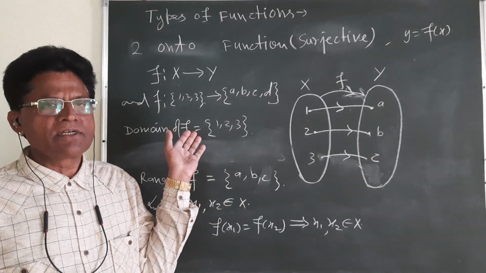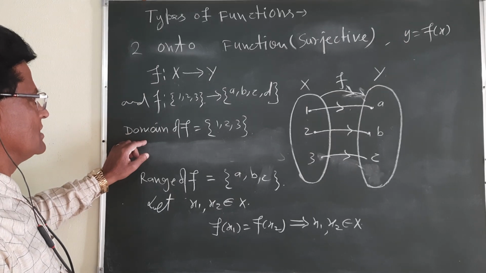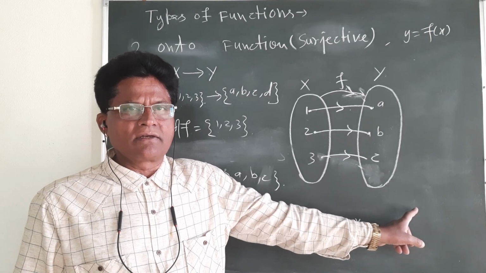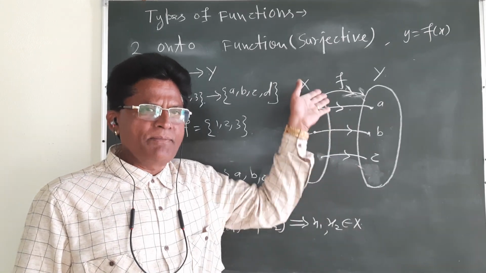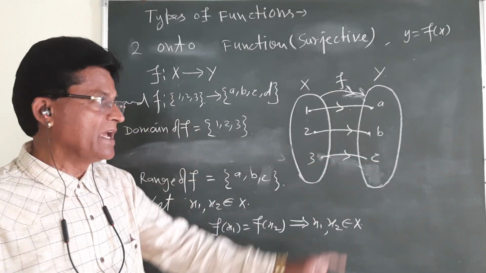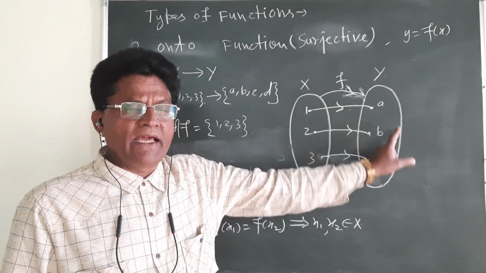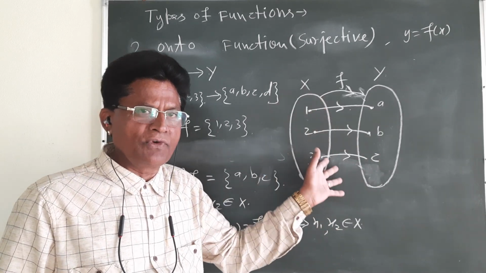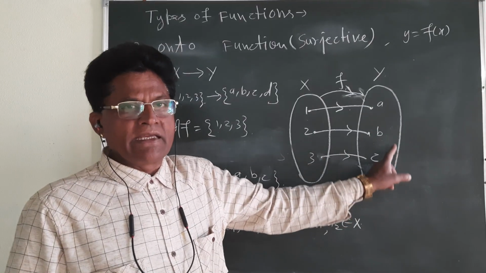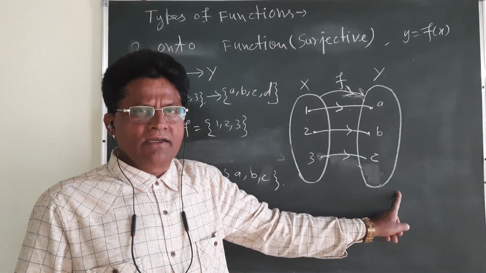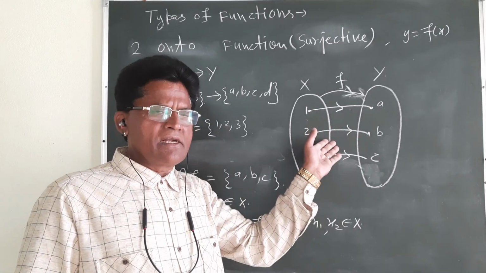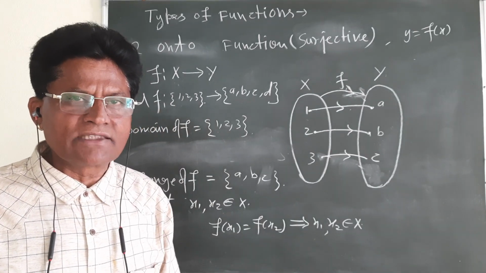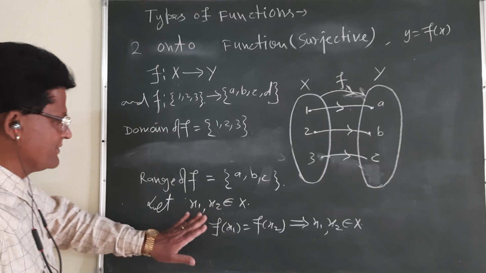Let me discuss the onto function. All of you see, if every element of Y has the image with some element of X, then it will be an onto function. Every element. There will not be any element left which does not form the image with an element of X. Each and every element of Y having the image with some element of X, then it is an onto function as well as a surjective function. That is why I have taken this example.